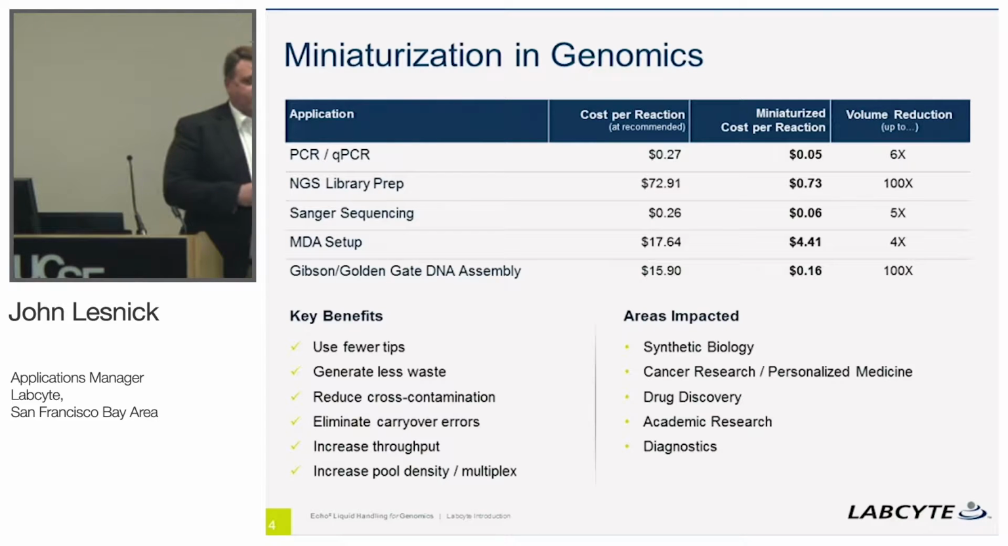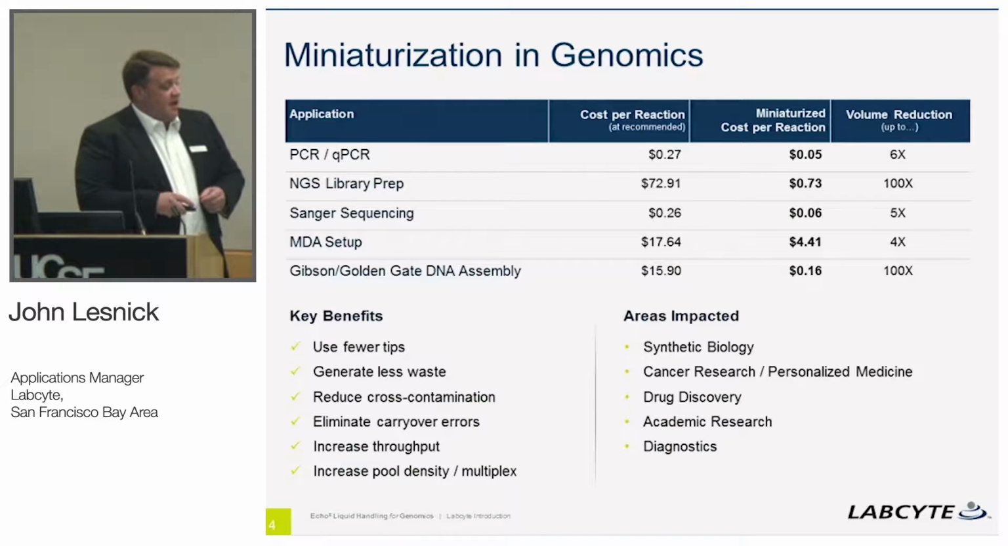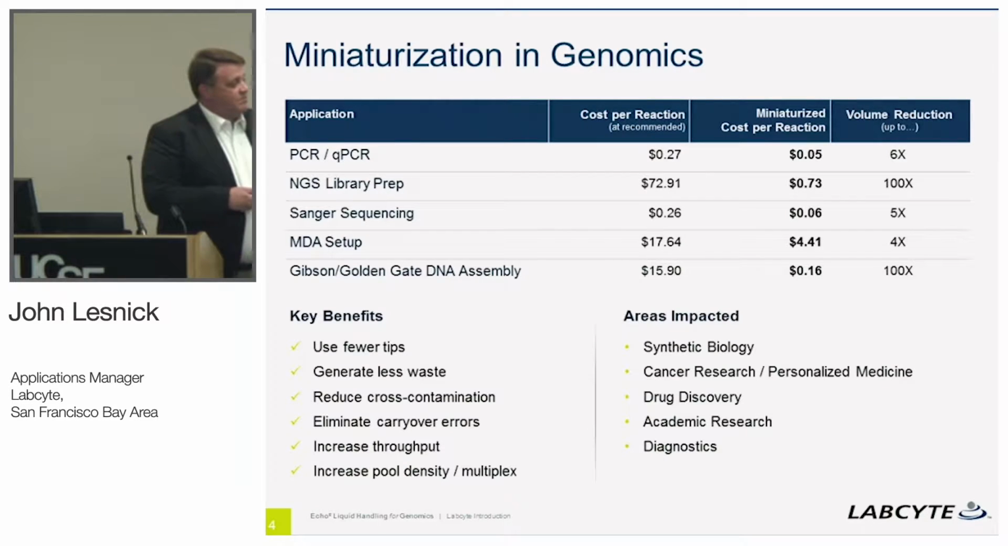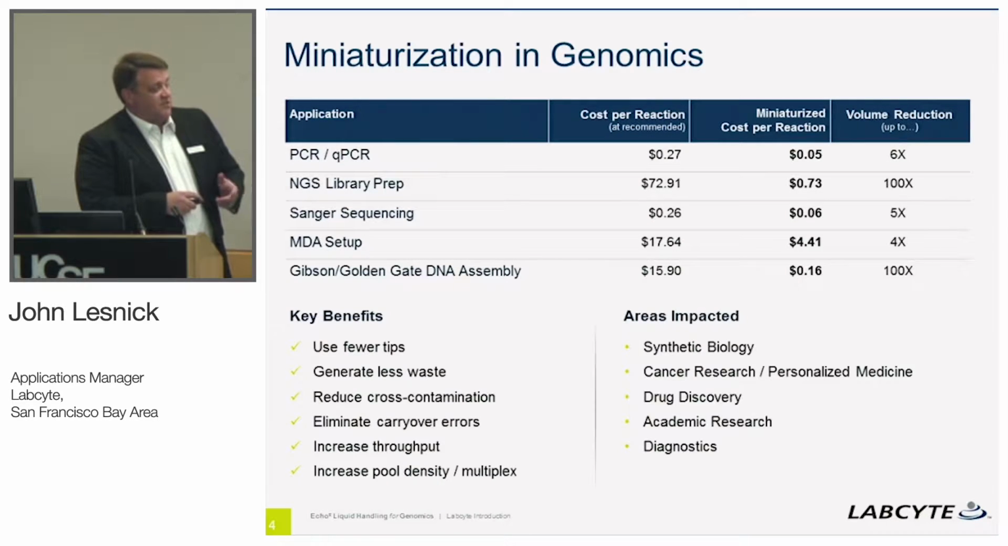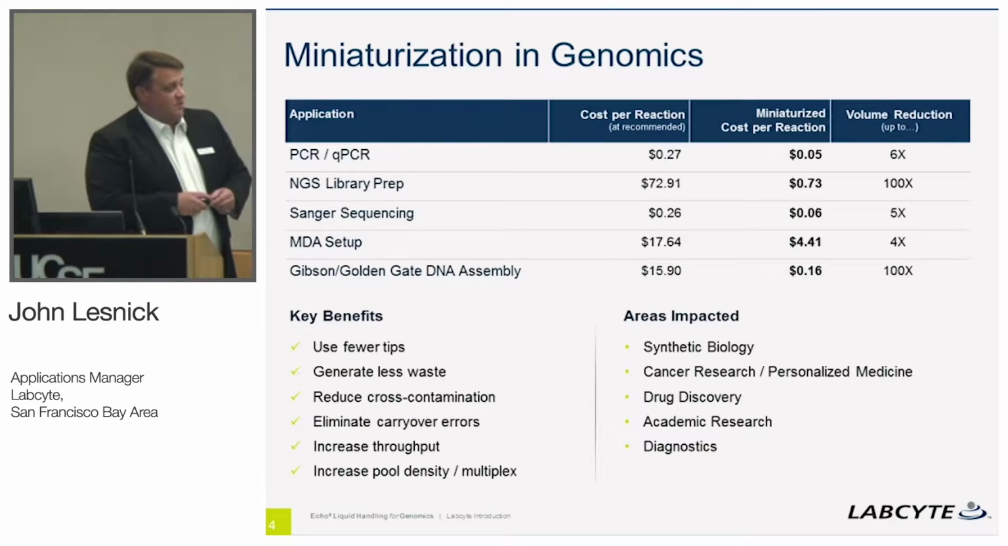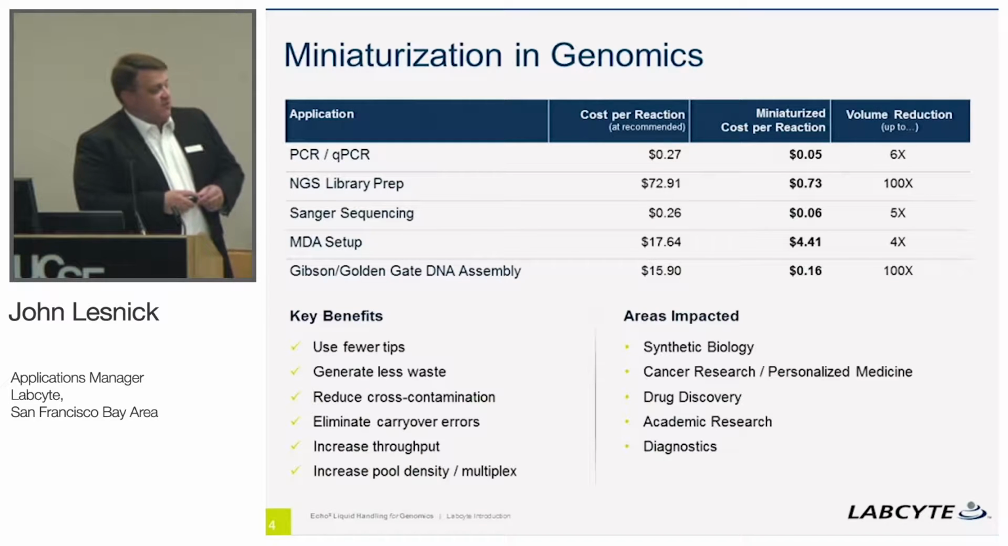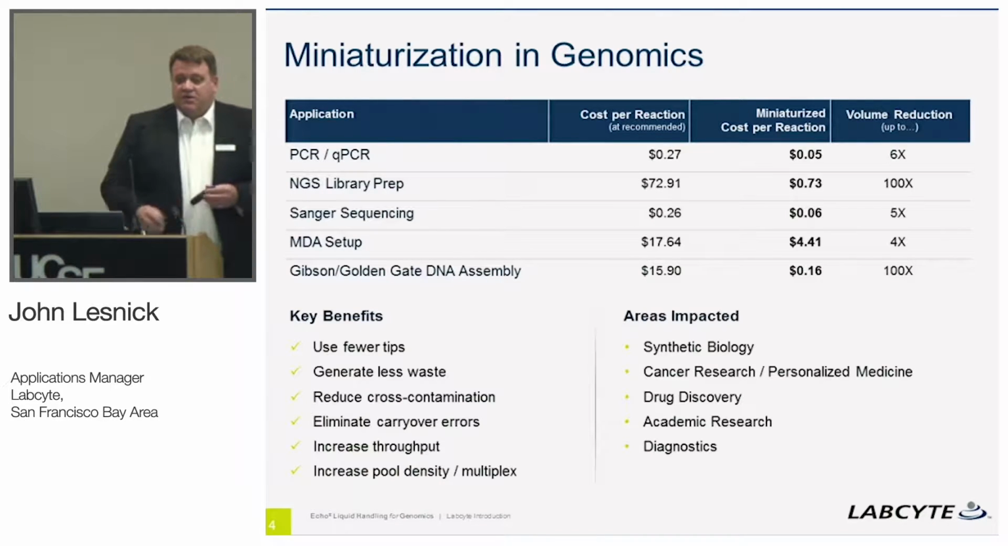The other benefit, particularly in library preps, is an increased ability to pool and increase multiplex reactions. One thing I'm not going to go into in detail is all the areas impacted by this miniaturization with genomic applications. That includes synthetic biology, cancer research, which I'll primarily focus on with personalized medicine, but also drug discovery, academic research, and even diagnostics.